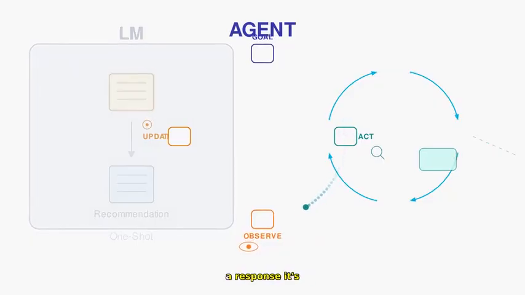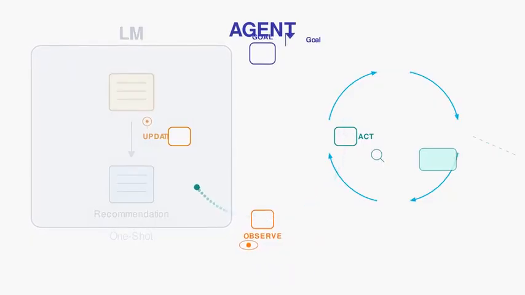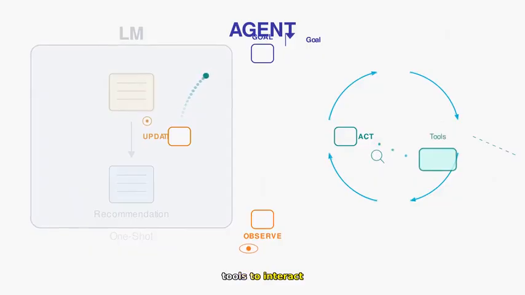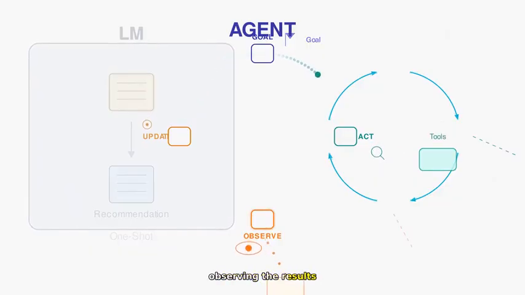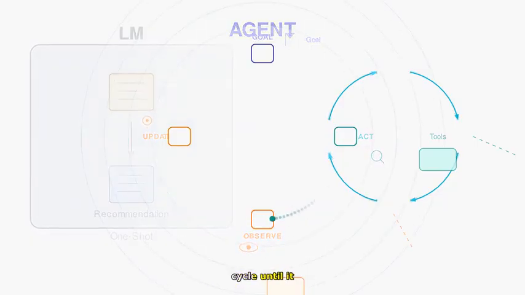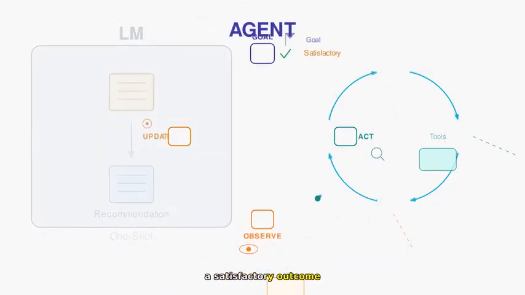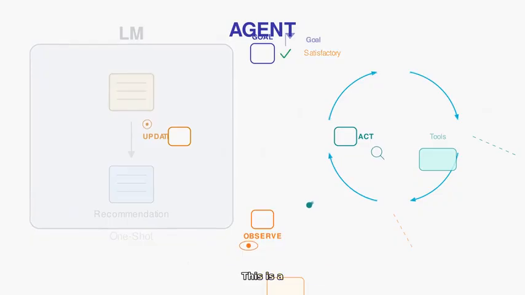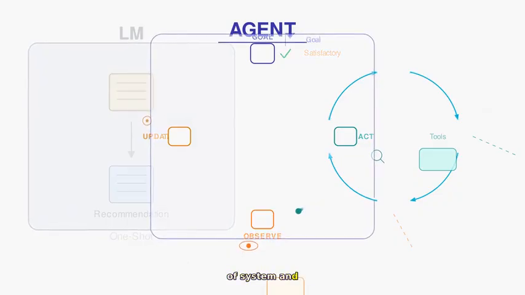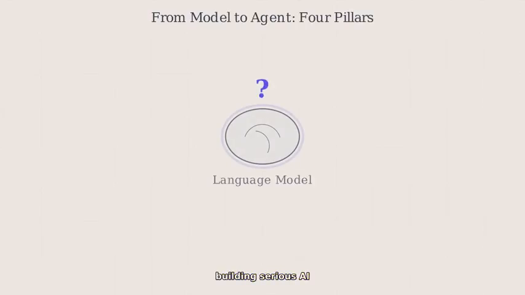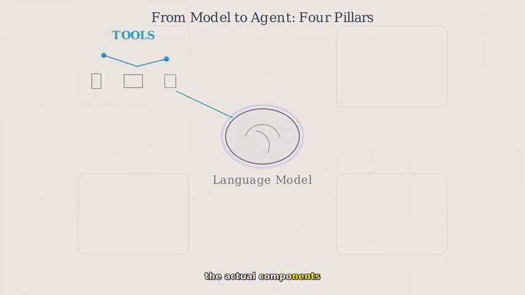It's not just generating a response, it's taking a goal, planning how to achieve it, using tools to interact with the world, observing the results, updating its plan based on what it finds, and looping through this cycle until it decides it's reached a satisfactory outcome. This is a fundamentally different kind of system, and understanding what makes it different and what actually makes it work is essential for anyone building serious AI applications. Let's start with the foundational question. What are the actual components that transform a language model into an agent?